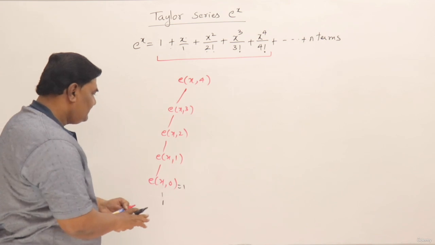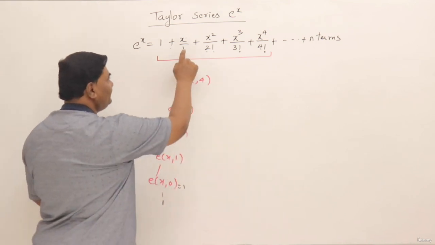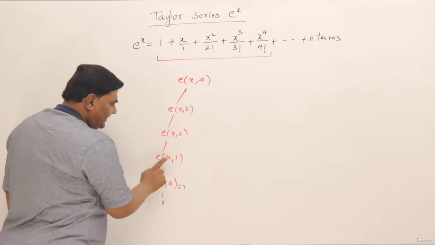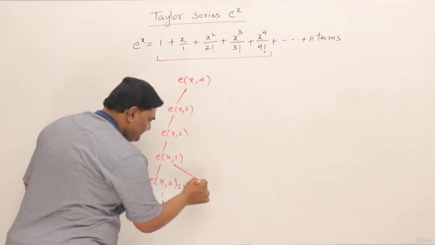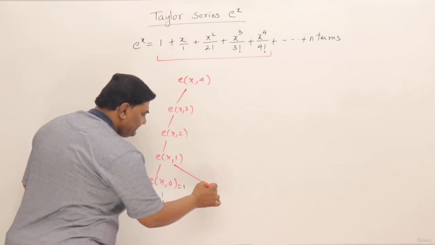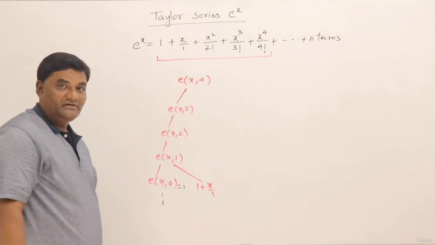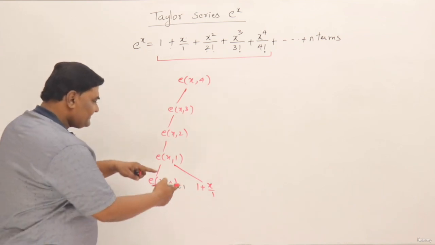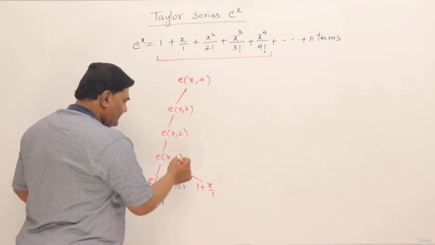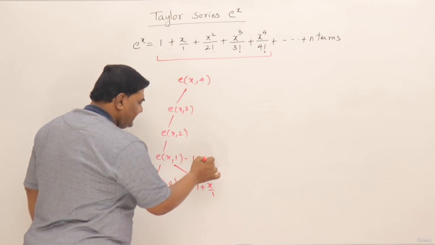Now what we need for this function, we are here. So what it should do is x by 1. So I will write it as 1 plus x by 1. This is what I want, x by 1. Now this result is returned here. So the result of this function will be 1 plus x by 1.